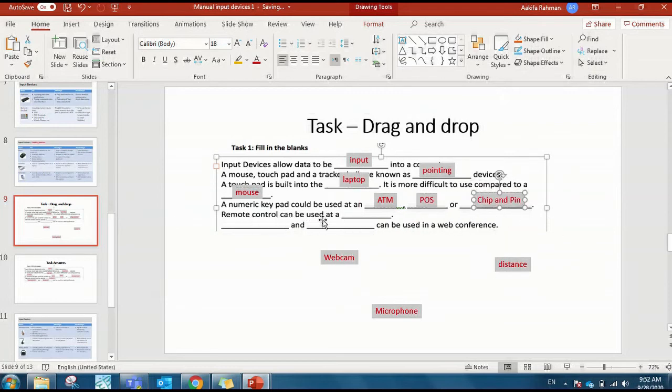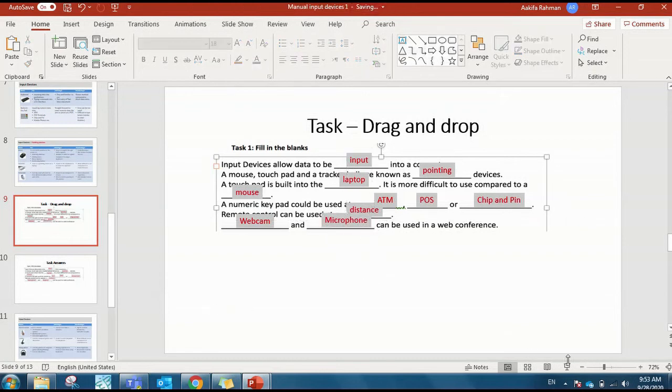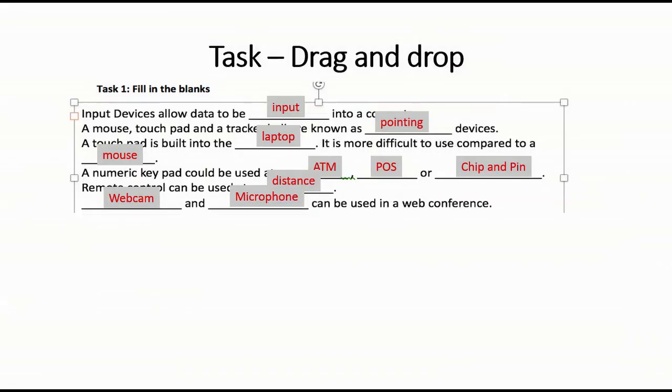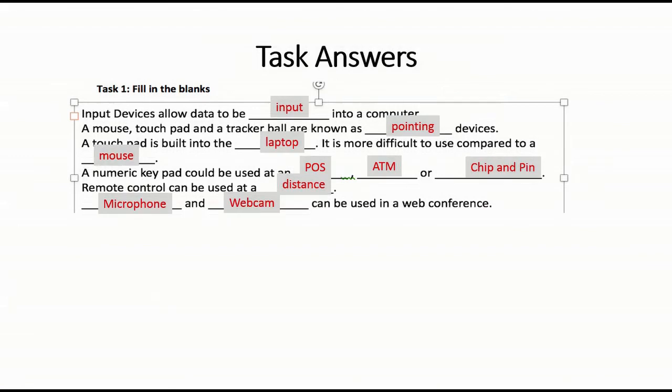Remote control can be used at a dash. We know that remote control can be used from a distance. Dash and dash can be used in a web conference. Think about a web conference. What two things do we need? We need a webcam to see the participants, and we need a microphone to be able to hear the participants from the other side. Let's check if our answers are correct. Yes, our answers are right.